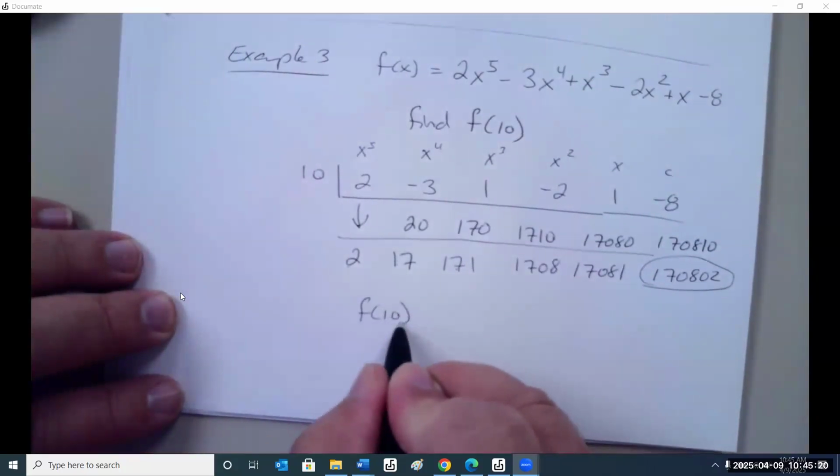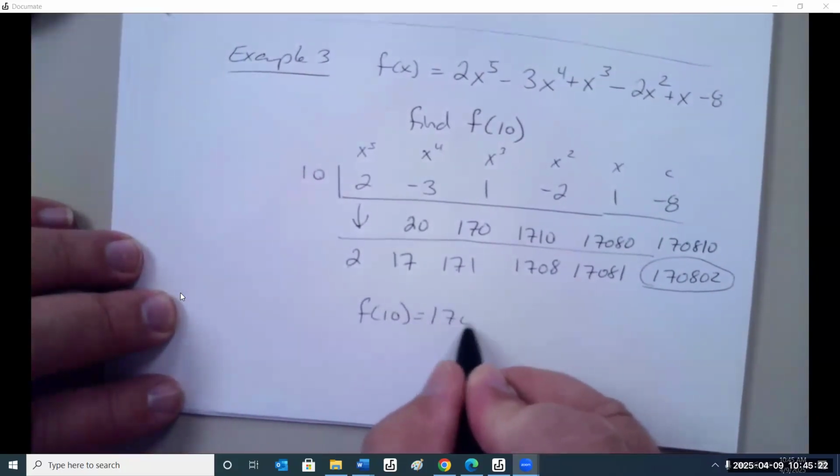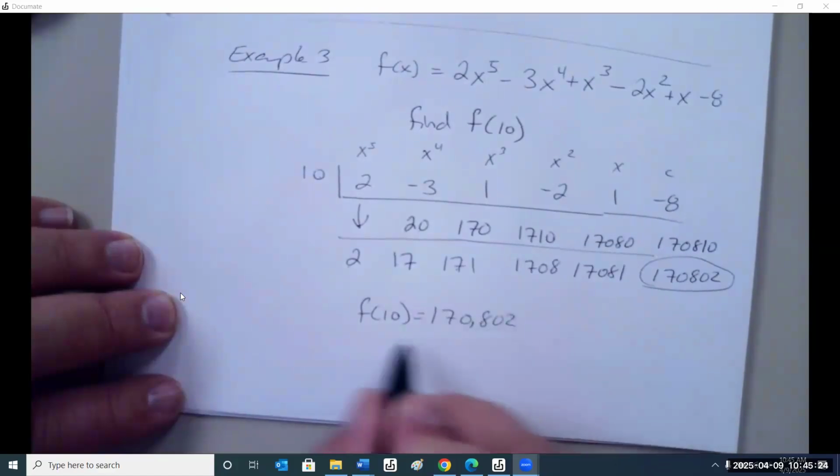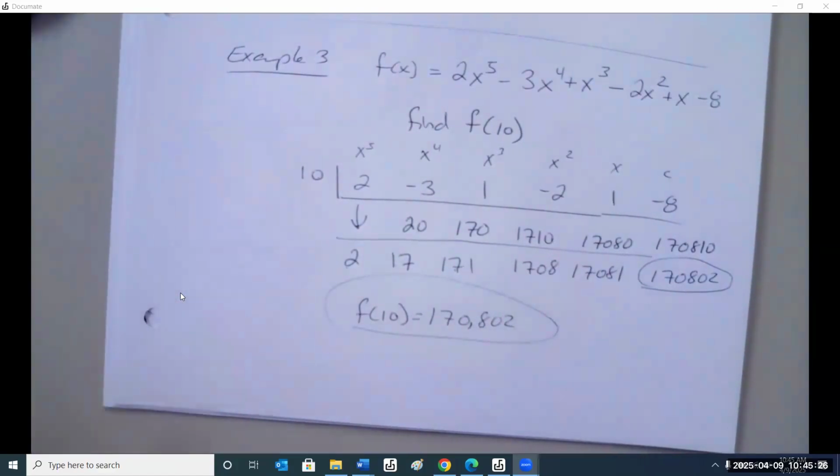F of 10 is equal to 170802. I've always thought that was really cool. It's much faster doing that than plugging in there 10 to the 5th is this, 10 to the 4th is this. It's a lot of work. So this is much easier.